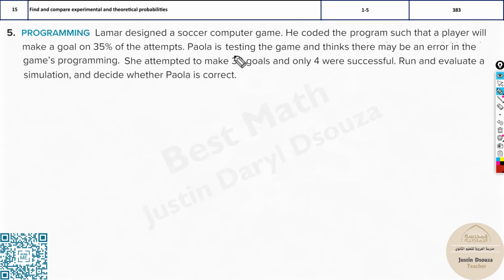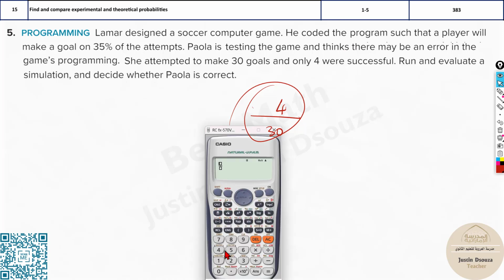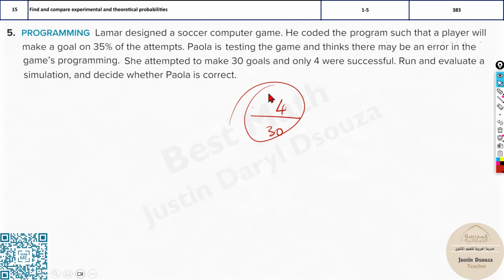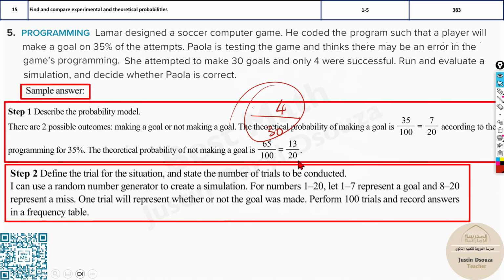So let's see here. Paula made 30 attempts, that's total 30. How many were successful? 4. Let's find how much is this probability. Here we will have 4 by 30. That gives us 13%, 13.3%. But originally it had to be 35%. It's way too low, isn't it? So we can consider that there is some error over here, because actually it is 35%.